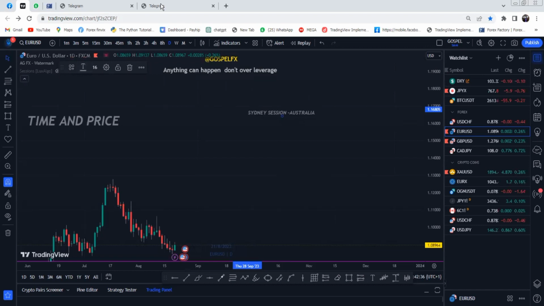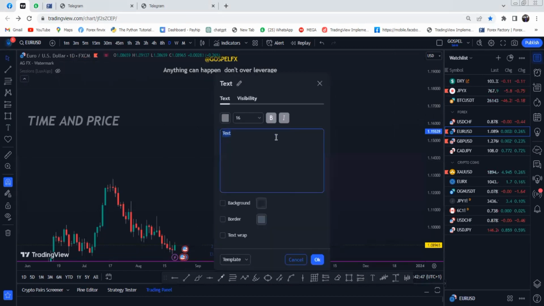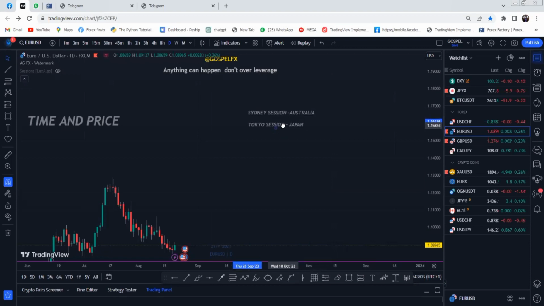So this is the first session that we have, and then the second one here is the Tokyo session. This Tokyo session is mainly Japan.